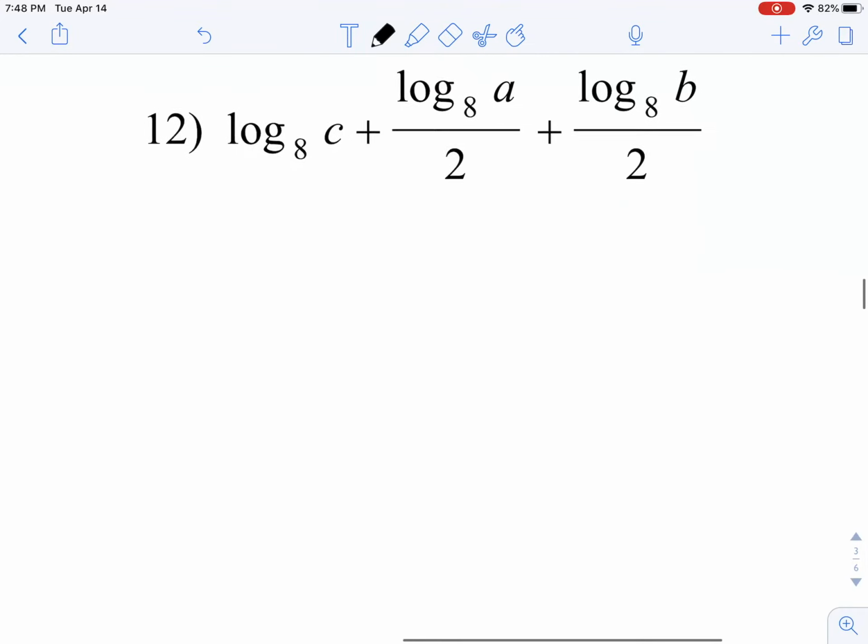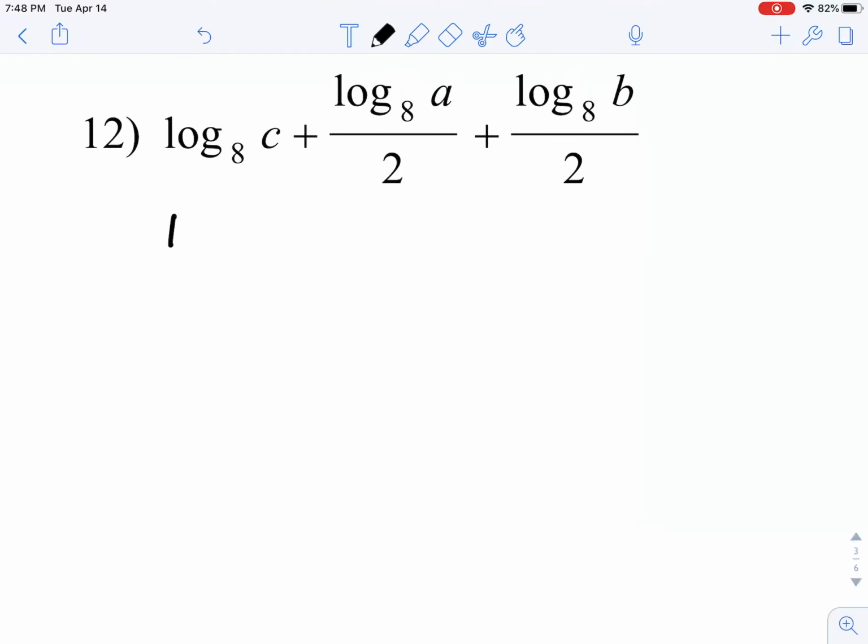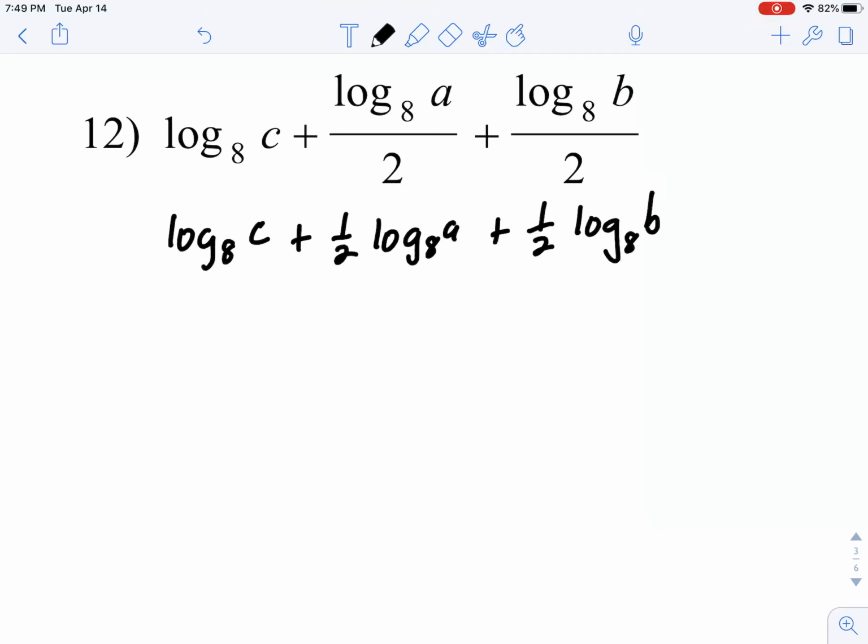So number 12, I'm not going to use any of the logarithm stuff yet. I'm just going to rewrite the problem like this. The divide by 2 turns into a 1/2, and then this one also turns into a 1/2. Okay, so now I can start. I can use the power rule. Now there is no number in front of the first logarithm, so that's not going to change. You could say, well, there's an invisible 1 there, but if you make that into a power, it doesn't do anything, so we might as well not even worry about that.